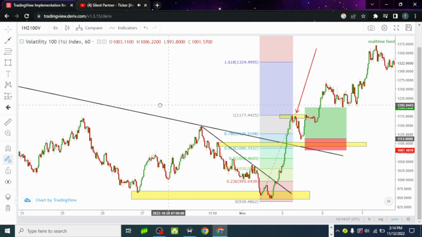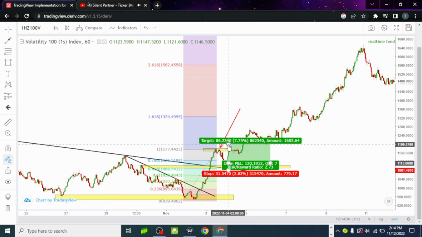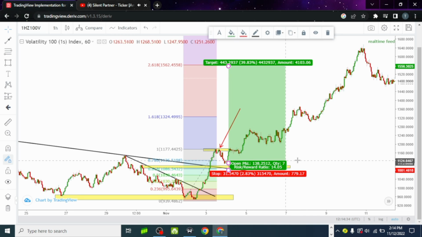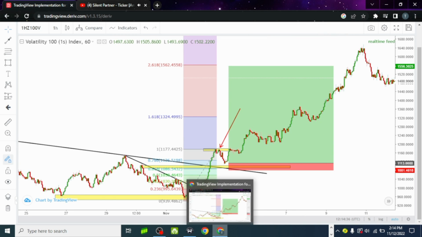Then your take profit is very easy. You put it all the way to any ratio, maybe if you need a swing trade, you put it to this certain ratio, as you can see here, just like this here.